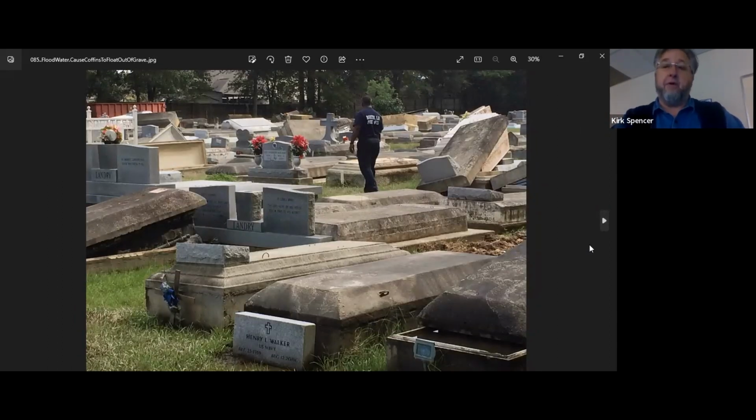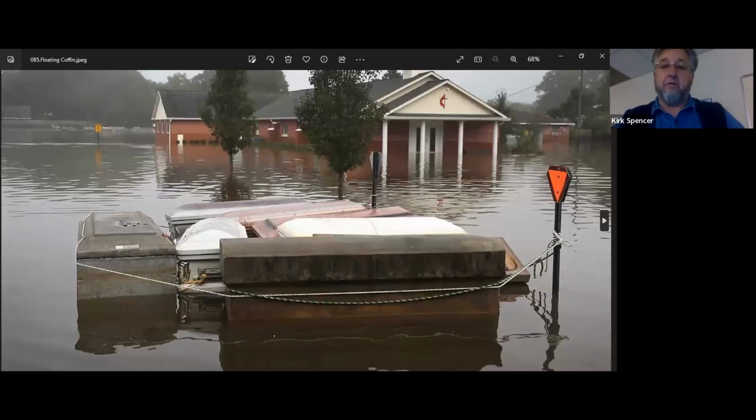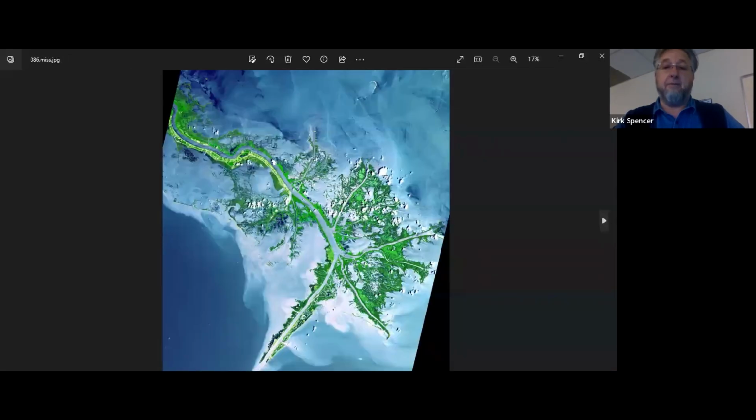Here's another example of cemeteries where the buoyancy of the coffin has actually lifted the cement caps to the burial vaults and floated out. And so people have to go out and grab them, tie them together, and wait for the flood to recede so they can find out what to do with the caskets. If you bury them, they'll probably just come up in the next flood.